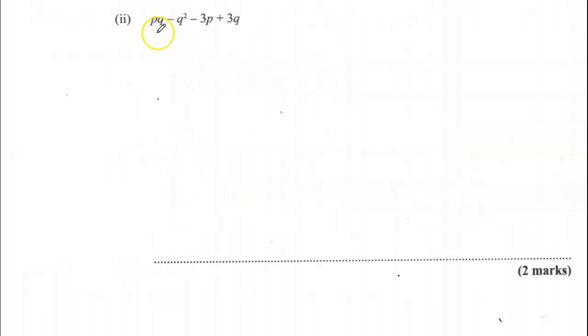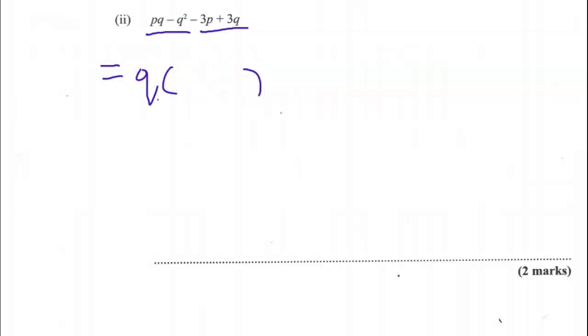Also, we are asked to factorize this expression. I guess we can factor by grouping. For the first group, PQ minus Q squared, we can factor out Q as the highest common factor. To get the terms in the bracket, we divide each of these terms by the highest common factor. So PQ divided by Q leaves P, and minus Q squared divided by Q would be minus Q.